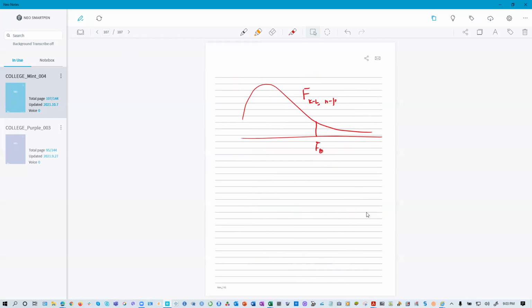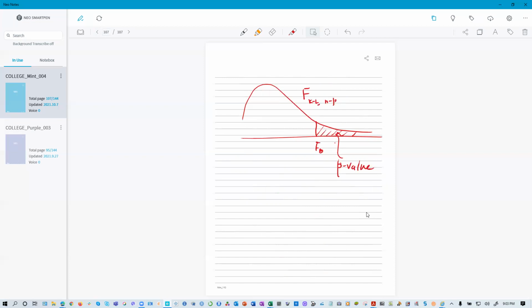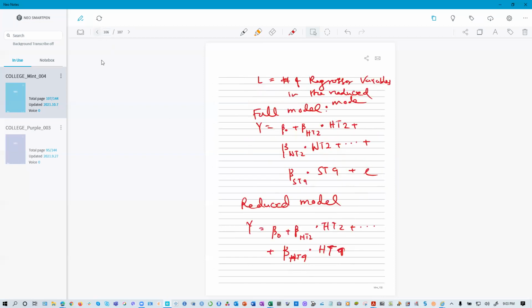With the aid of F naught, the observed F value, you get the area to the right of it, which is called the p-value. We locate that F value in this F distribution, and we used the code for all that. You can just watch the recorded video and have a look. With the aid of that p-value, you can make the conclusion for that partial test.